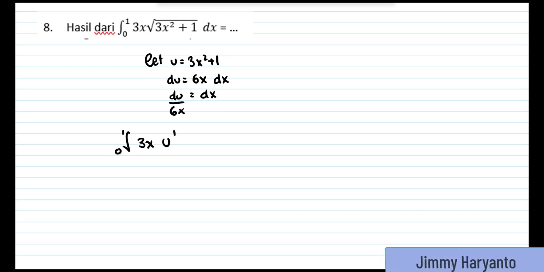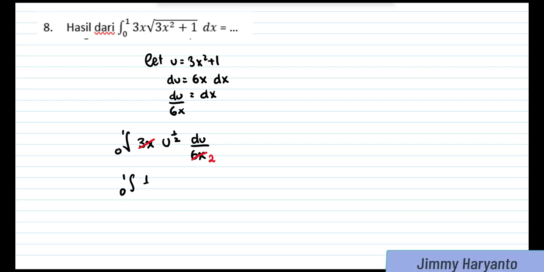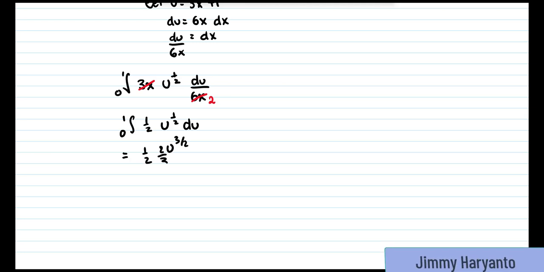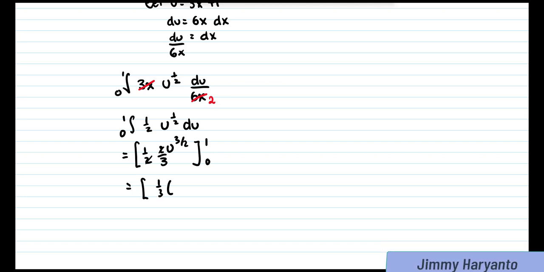Then we substitute the u into the equation. We will have u to the power of half because of the square root, and then the dx becomes du over 6x. You can cross out the 3x and 6x, and it will give you 2. That means you will have this, and then you integrate it. You have u to the power of 3 over 2, times 2 over 3, and then plus c, right? We don't need plus c in definite integrals, so you write it down like that. Then you can cross out the 2, and you'll have 1 over 3.